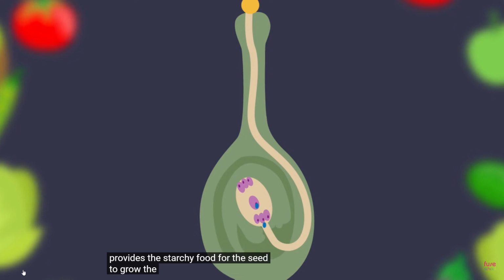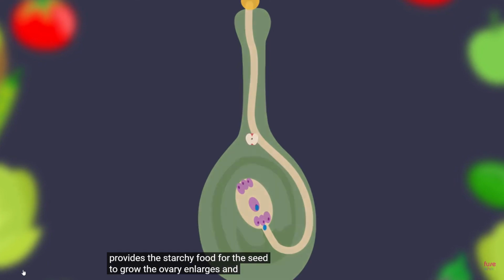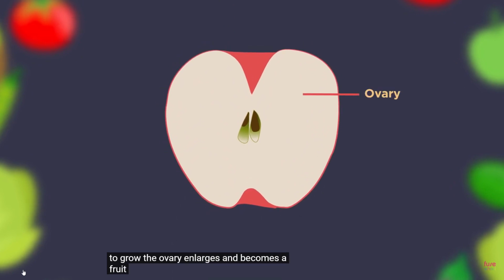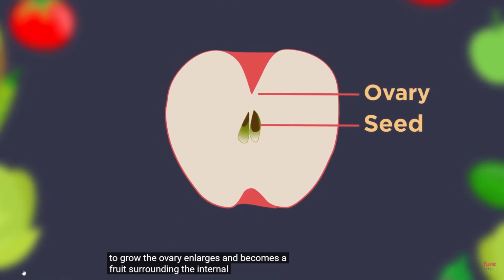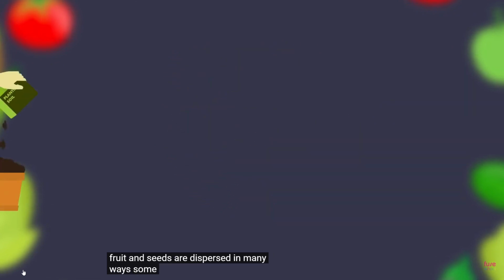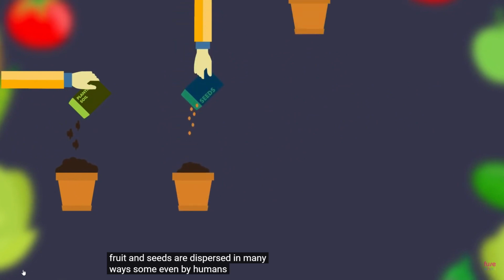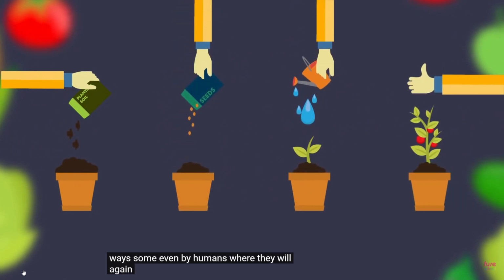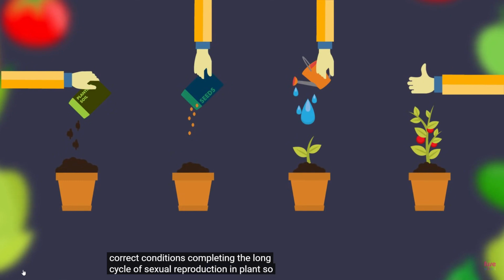The ovary enlarges and becomes the fruit, surrounding the internal seeds. The fruits and seeds are dispersed in many ways, some even by us humans, where they then grow into a new plant under the correct conditions, completing the long cycle of sexual reproduction in plants.